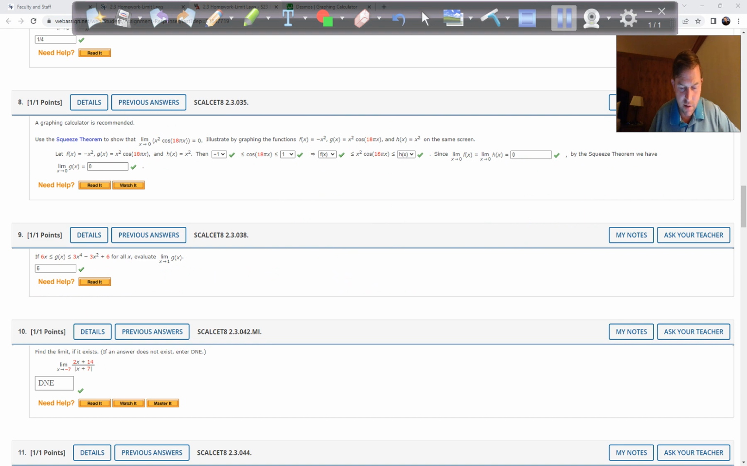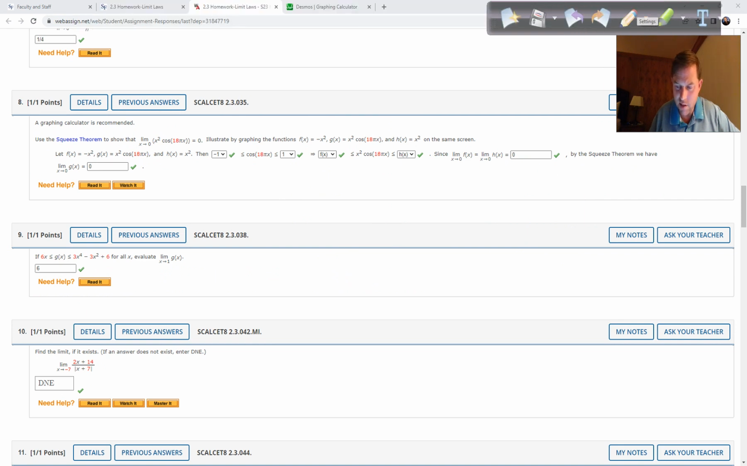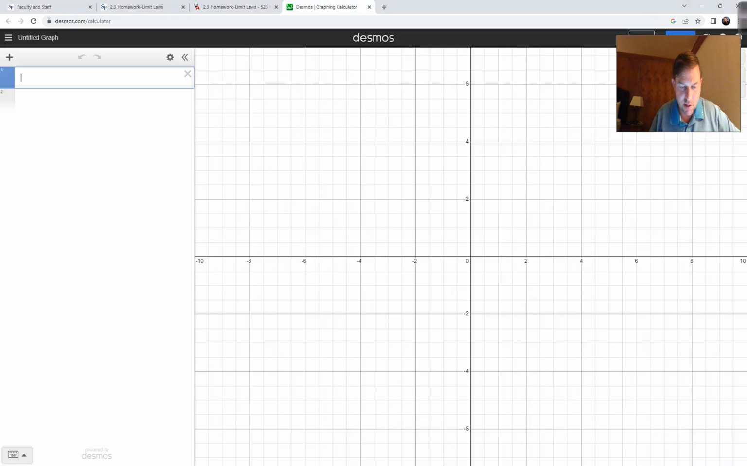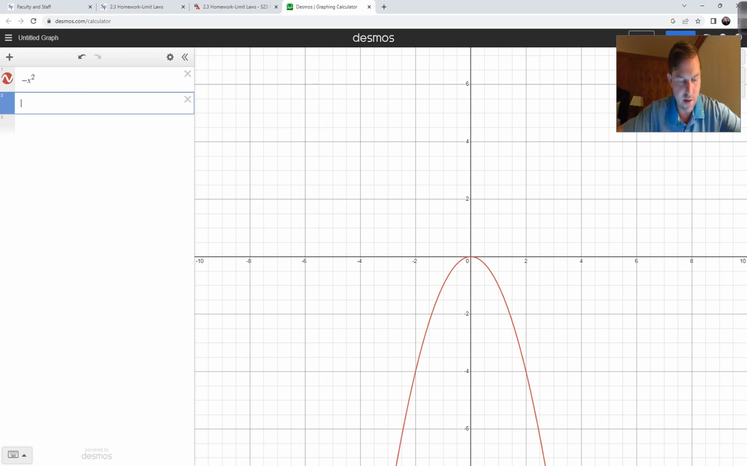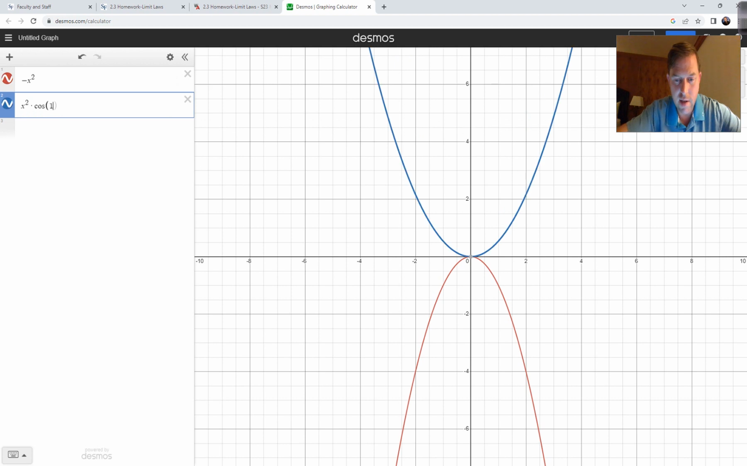Okay, in problem 8 they want us to graph this, so I'm going to go to Desmos. They want us to graph x squared cosine 18 pi x and then minus x squared and positive x squared. So let's see if we can get this. So they want minus x raised to the second. They want x raised to the second times cosine of 18 times pi times x.